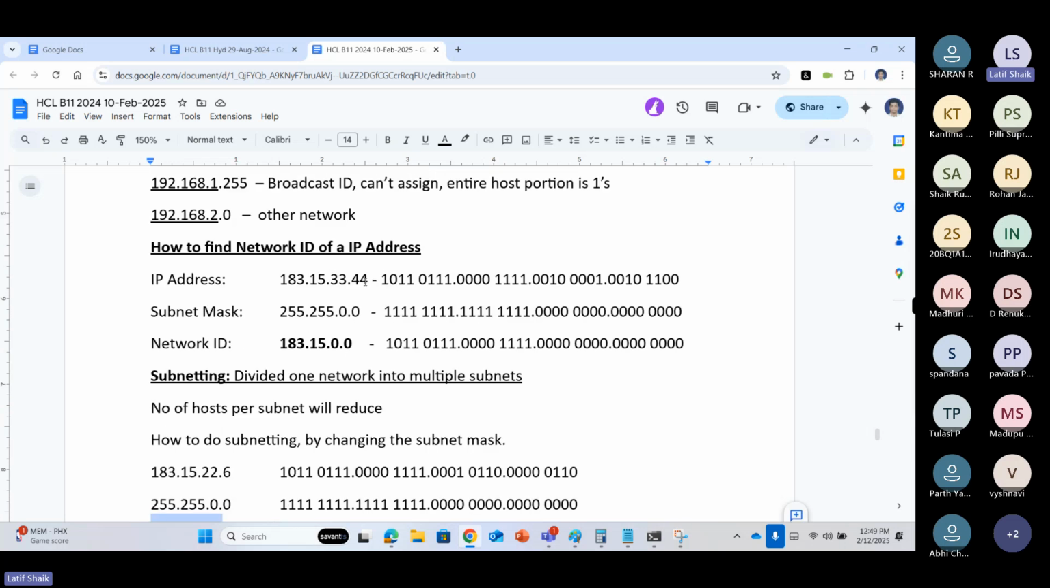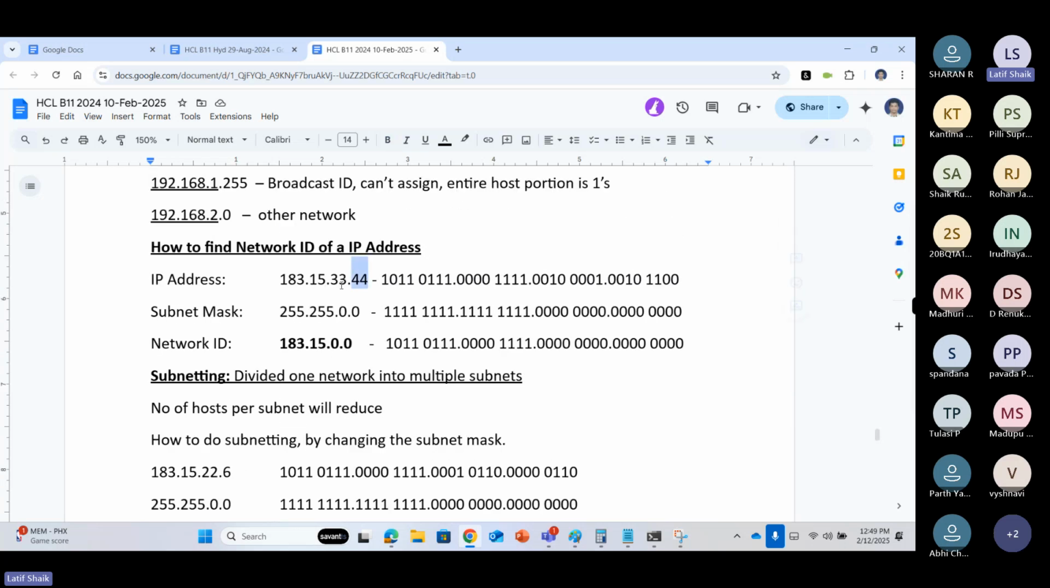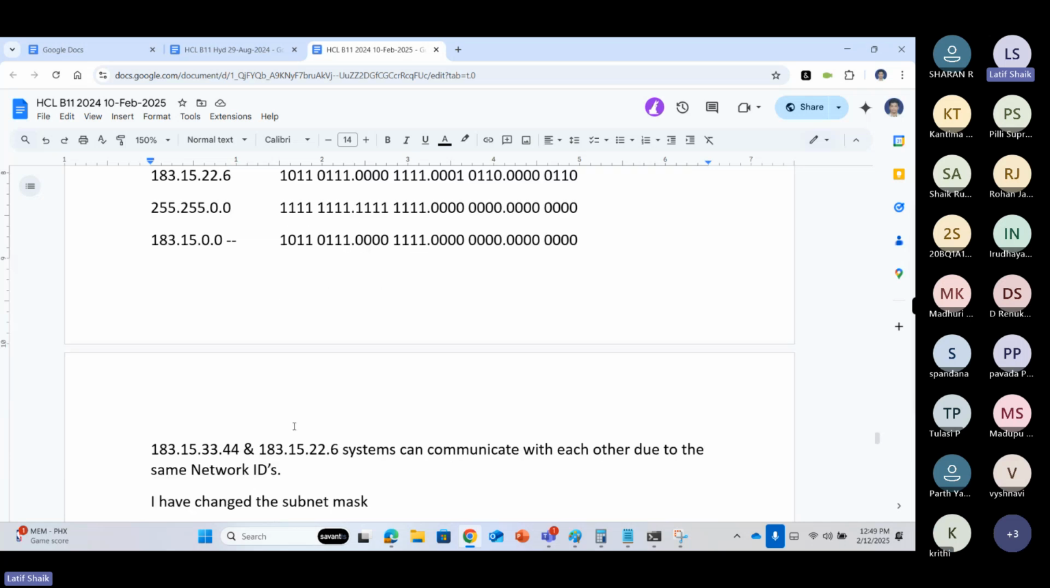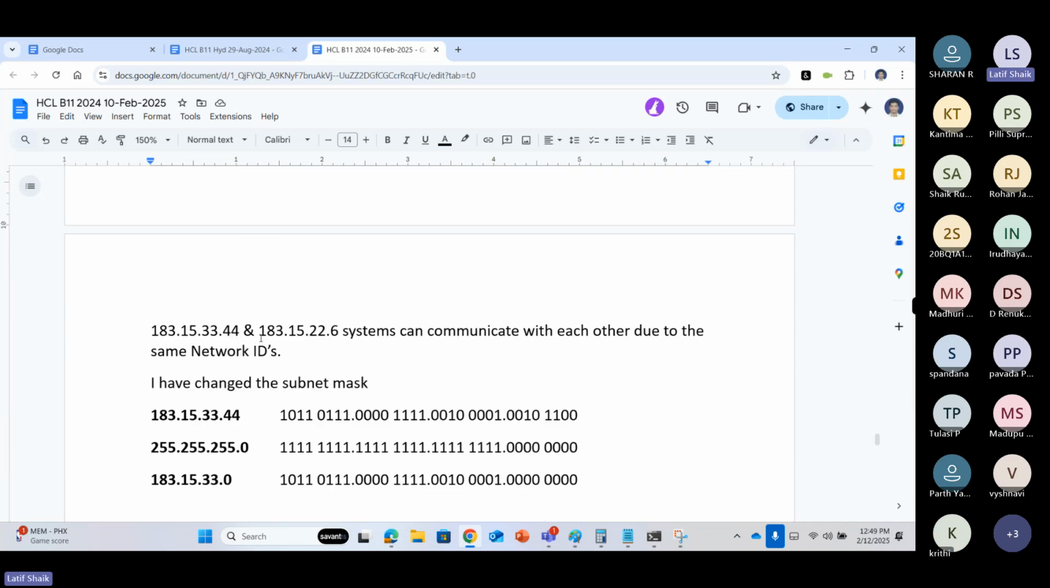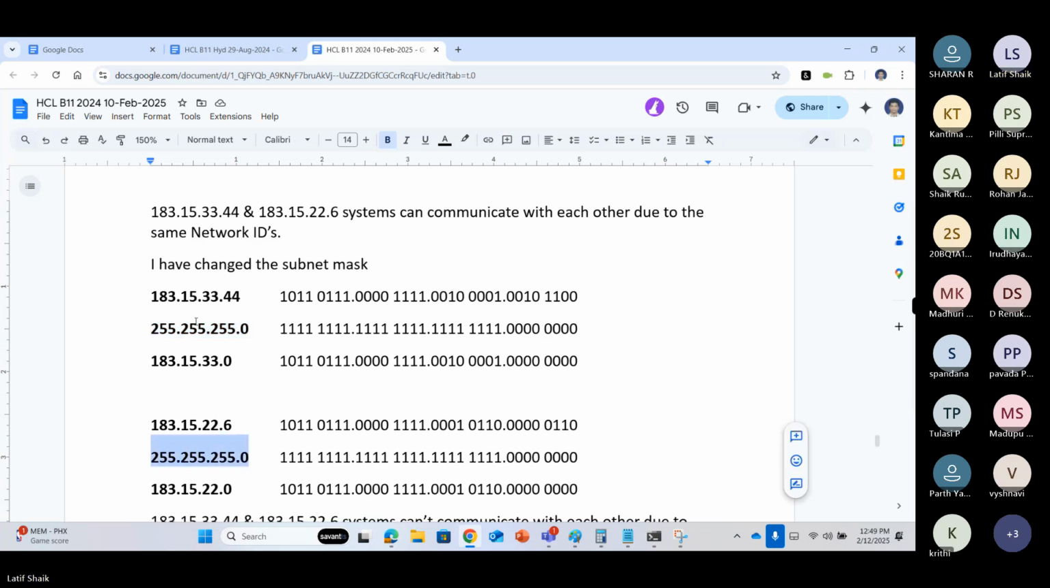Earlier also you have taken the same kind of example. You see, same network ID. Same network ID means these two systems, this 22.6 and 33.4, will communicate with each other, because their network ID is the same. So I change the subnet mask for both the systems. IP addresses are the same, only the subnet mask is different.